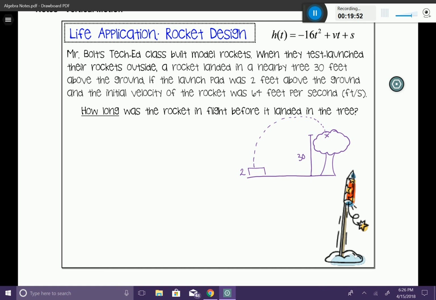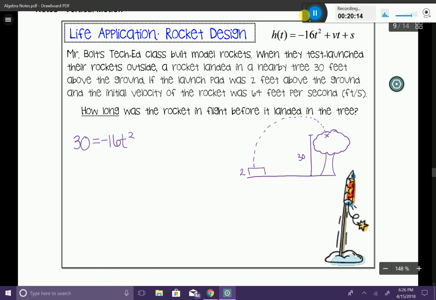All right, let's go ahead and see if we can generate our equation. All right, so h of t. We want to know where did it land? Well, we know that it landed 30 feet in the air. So I'm going to go ahead and write 30 as my h of t. And then I'm going to go ahead and write my negative 16 t squared plus my velocity, which is 64, with a t.